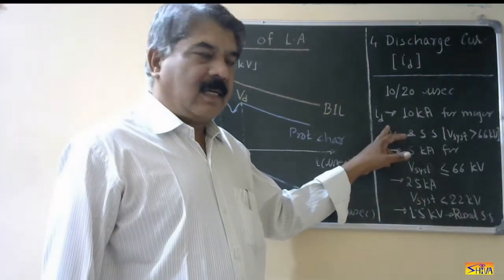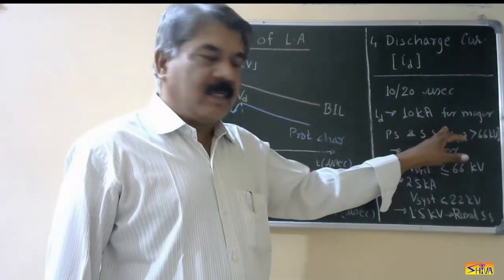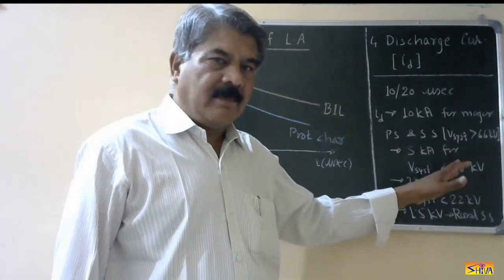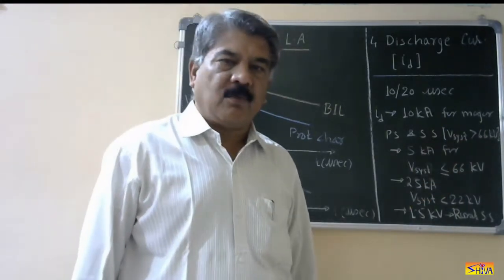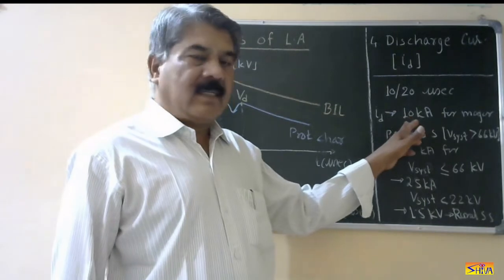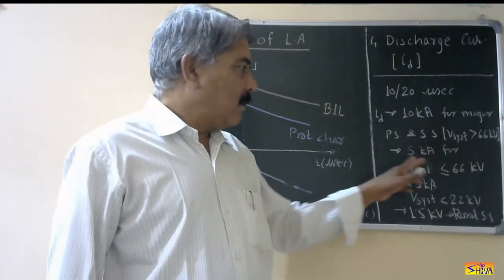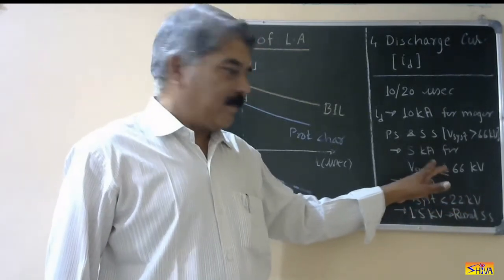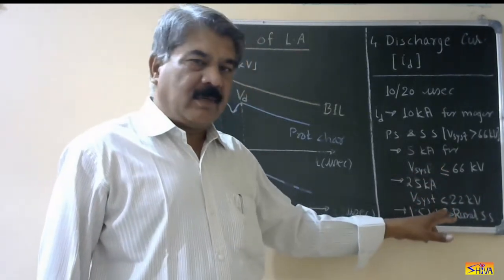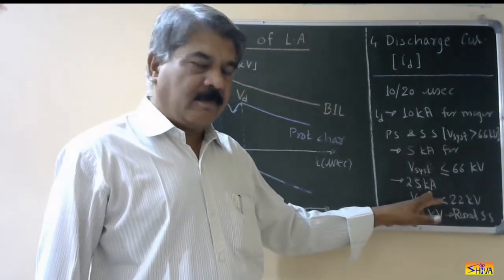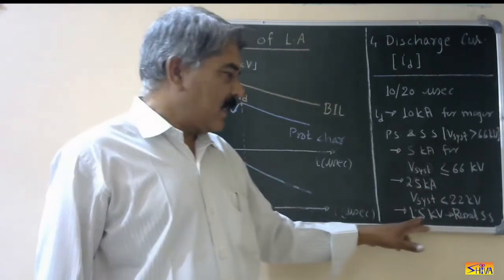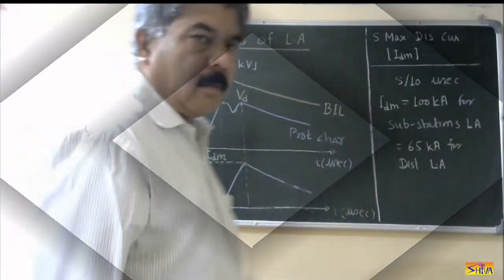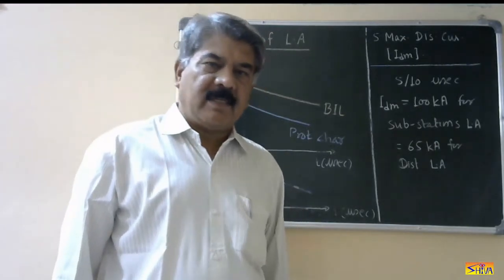Now this discharge current rating is selected 10 kiloamperes for major power stations and substations, or in general, when system voltage is more than 66 kV. For system voltage less than or equal to 66 kV, this is selected 5 kiloampere. For system voltage less than 22 kV, it is selected 2.5 kiloampere. And for rural substations, it is selected 1.5 kiloampere.